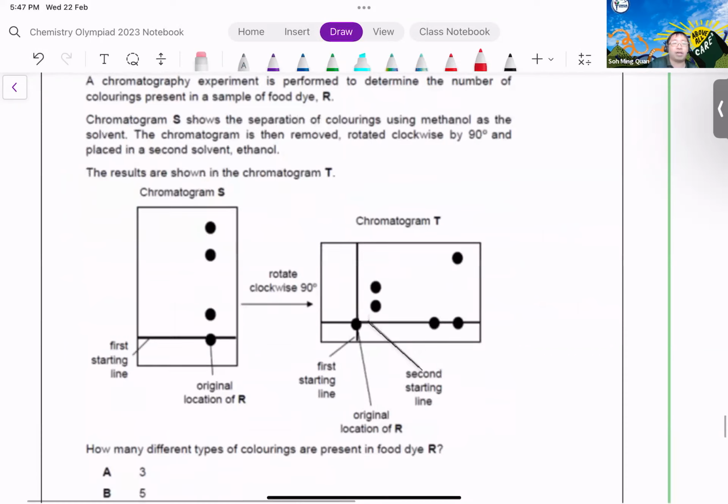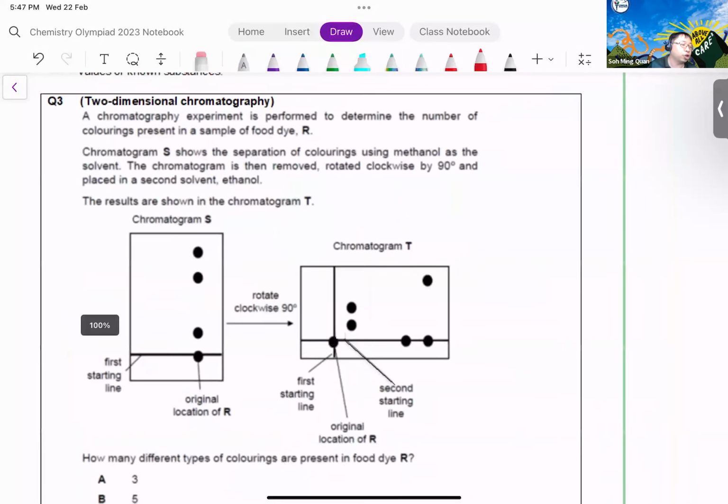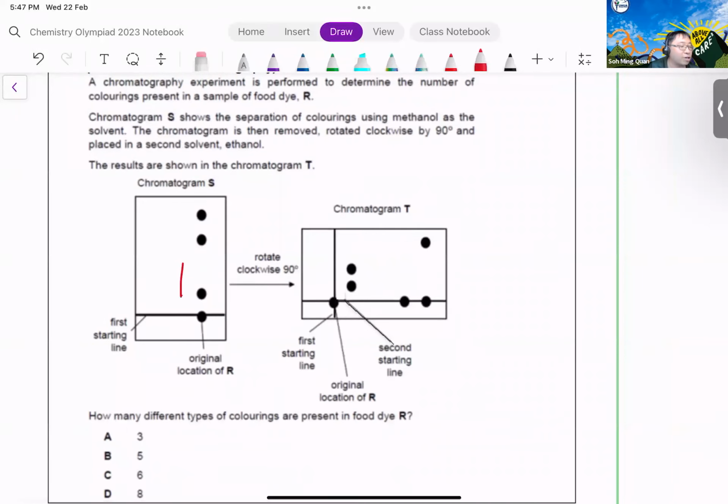let's go do this question now. This is actually from other schools' prelim papers. This is what we call two-dimensional chromatography. So you do chromatography once in this direction first. And then you rotate clockwise 90 degrees. So you must visualize, okay? So visualize what? When you rotate clockwise 90 degrees, the new start line is here. So when you rotate 90 degrees, the new start line is what I've drawn in green, okay?